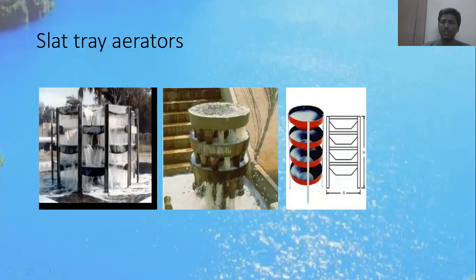If we provide it, then what happens is, instead of the trays being kept empty, if we add some filter media like charcoal or coke or lime, that we call a trickling bed tray type of aerators.